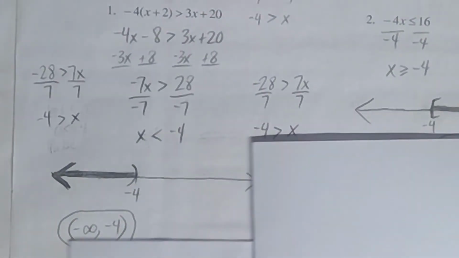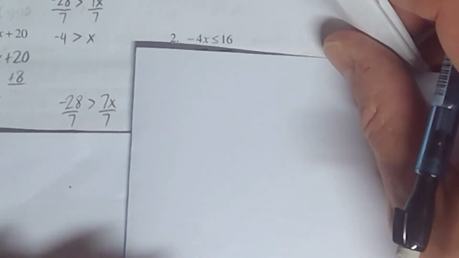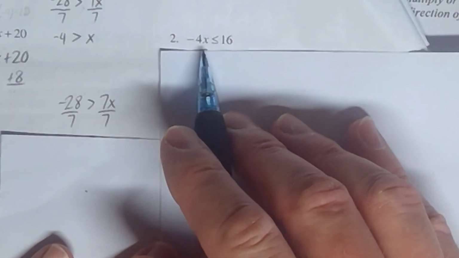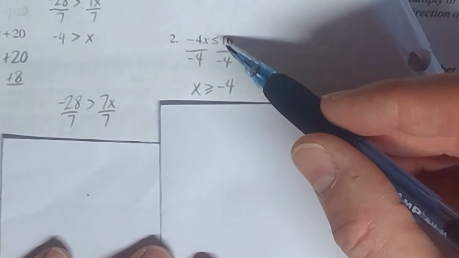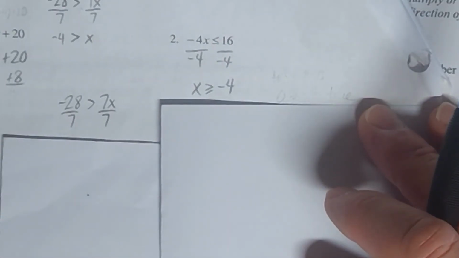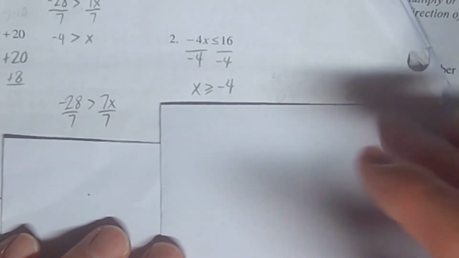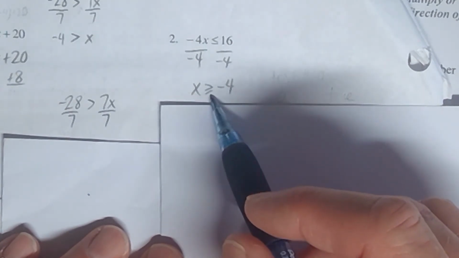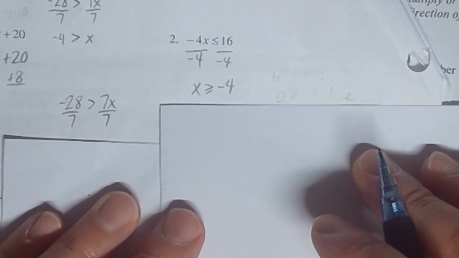Number 2 is much shorter. Okay, it kind of forces you to divide by a negative just to get that additional practice there. When you divide by negative 4 here to get the x by itself, remember it forces you to flip the inequality symbol the other direction because you divided by a negative. And now you have x greater than negative 4. It looks very similar to the last problem, but the difference is that x is now greater than or equal to negative 4 instead of being less than negative 4.